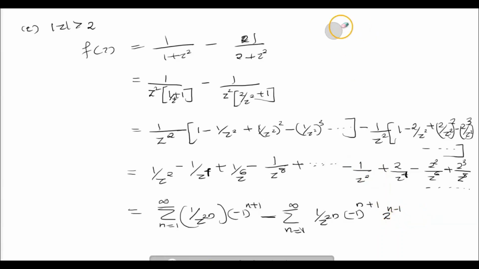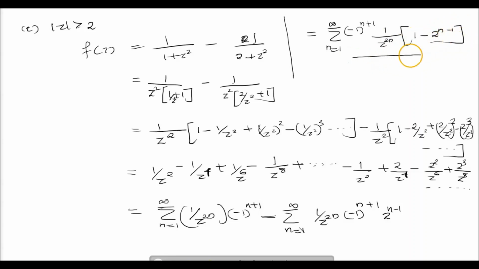And so on. So we can combine this series as, it is equal to series n equal to 1 to infinity minus 1 power n plus 1 and 1 by z raised to 2n is common, 1 minus 2 raised to n minus 1. So this is our series expansion valid for mod z greater than 2.